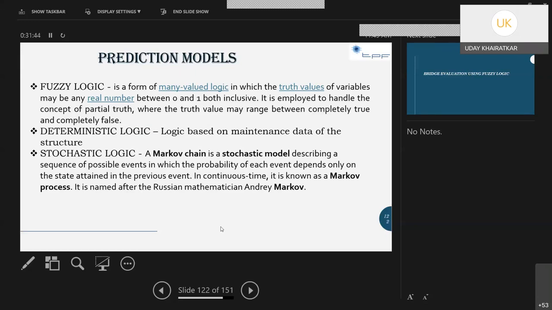Stochastic logic: a Markov chain is a stochastic model describing a sequence of possible events in which the probability of each event depends only on the state attained in the previous event. In continuous time, it is known as the Markov process. It is named after the Russian mathematician Andrei Markov.